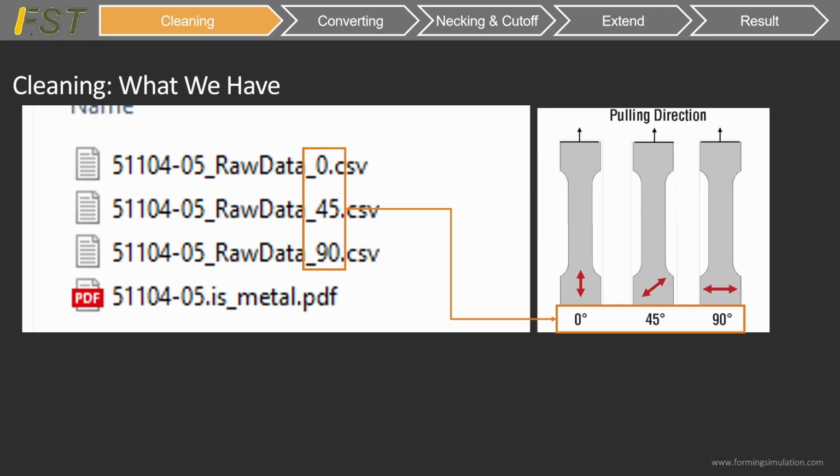So starting off with cleaning the data, we have to talk about what we have first. Where you can see in this particular example, the test lab has given us a PDF file and 3 raw data files. These data files have 0, 45, and 90 degrees. Oftentimes you might see labs give 3 tests for each of these. So 3 tests in the 0 direction, 3 in the 45, 3 in the 90. In this case, we just have 1.